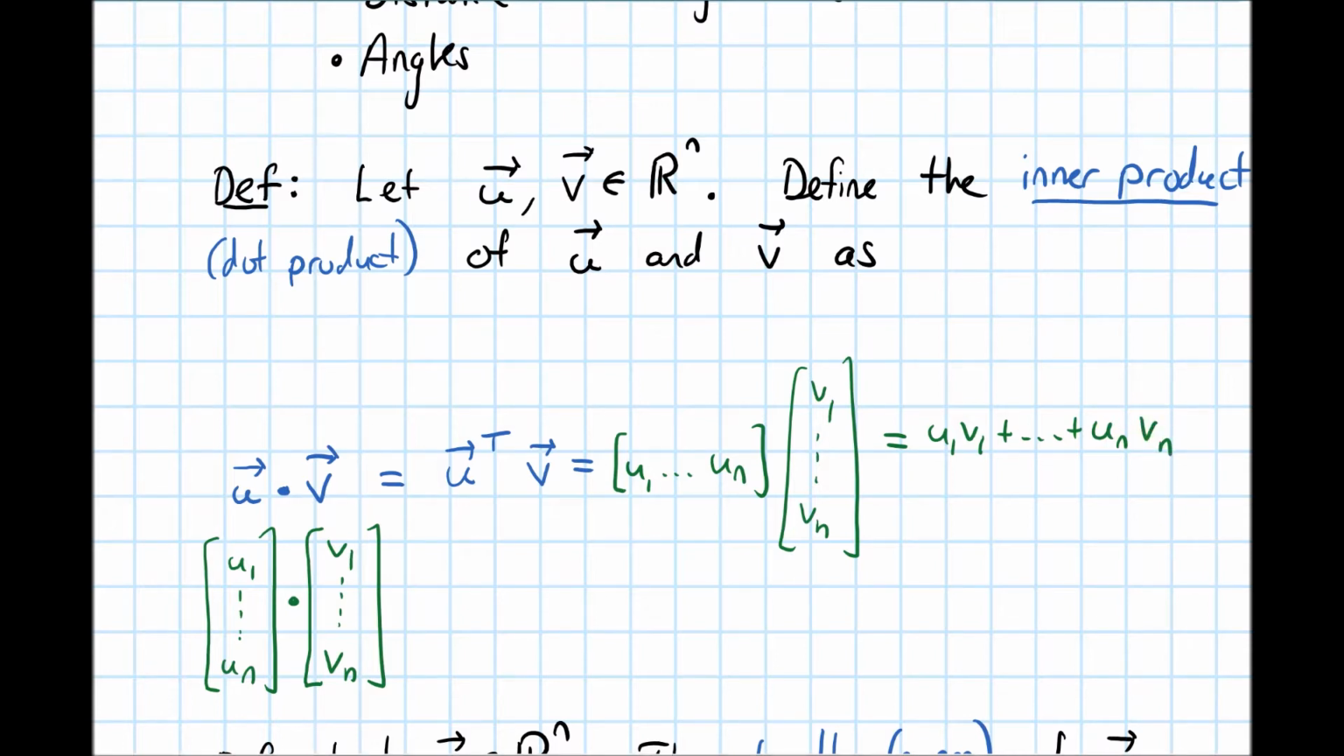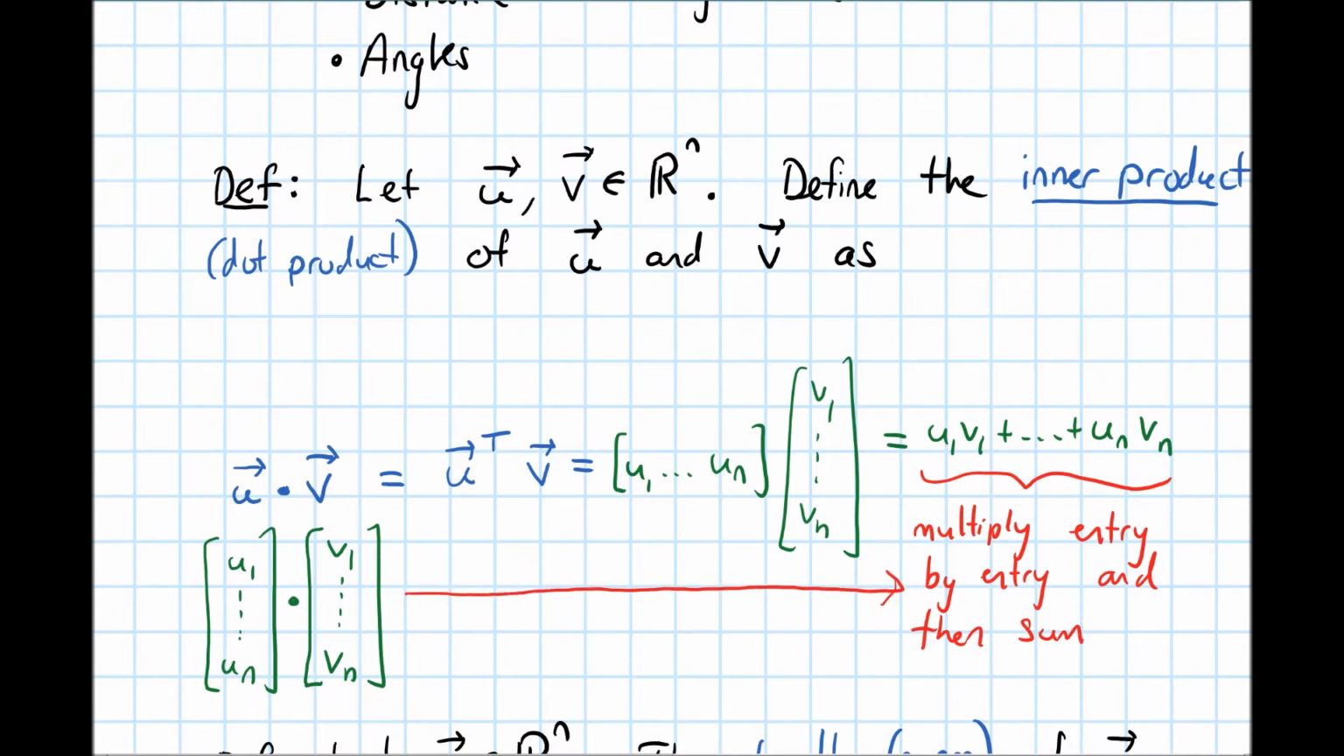There are a couple of things that I want to observe about this. The first is, one way I could think about this output is that we're multiplying the two vectors entry by entry, and then taking the sum. So u1 multiplies v1, u2 multiplies v2, and so on, and then we sum all of those.